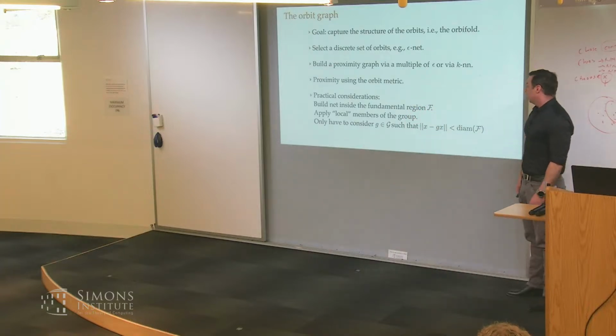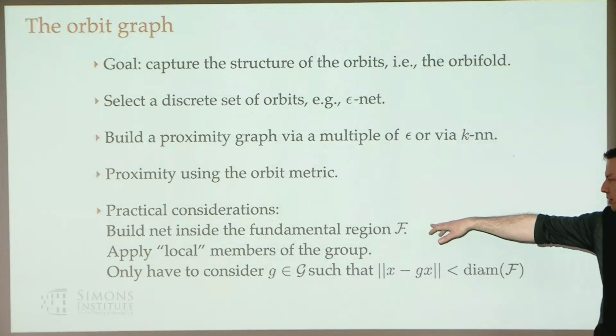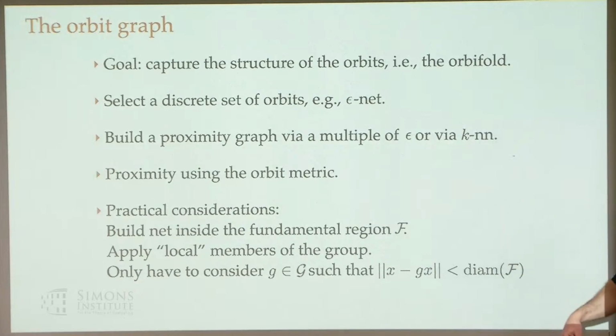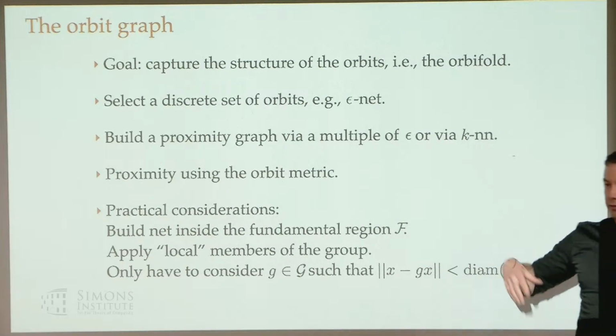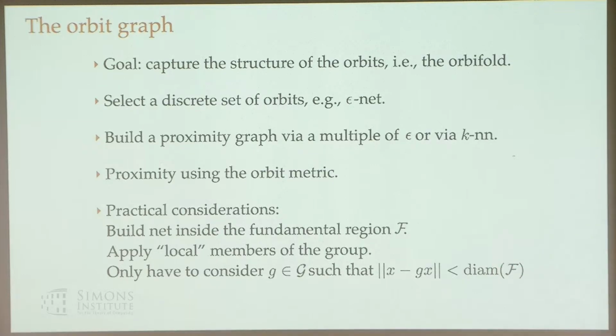So practically, what this means is you're sort of throwing down a bunch of points in the fundamental region. You're sort of tiling those around. Those points that you just put down, kind of locally, you don't have to go very far, because you never have to consider any point that's farther than the diameter of your little polytope away. And then you build that graph.